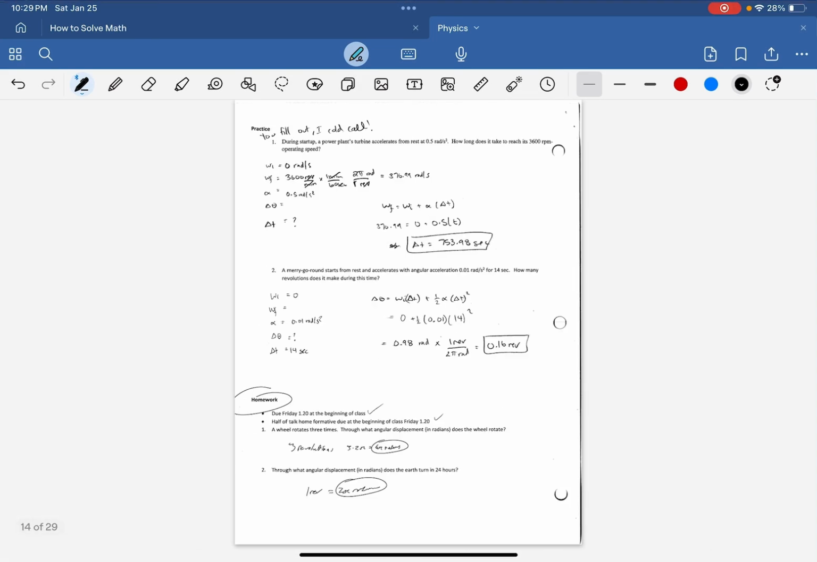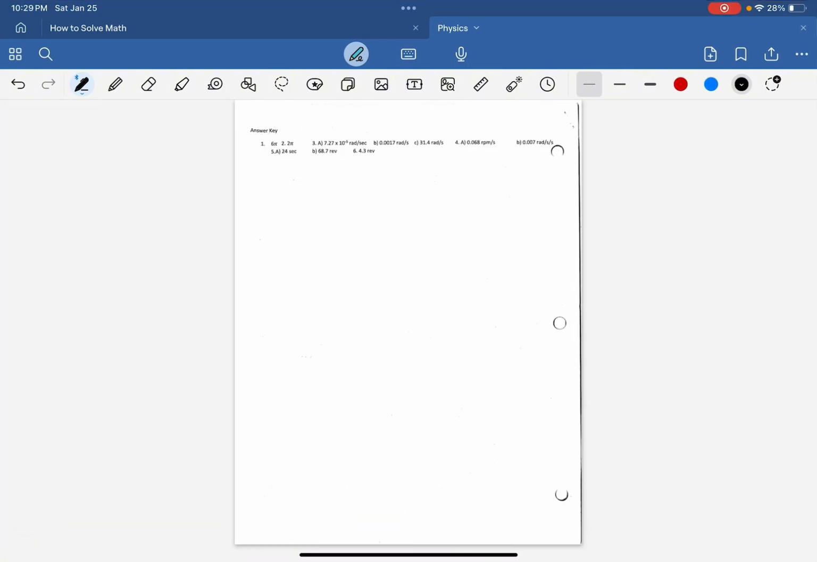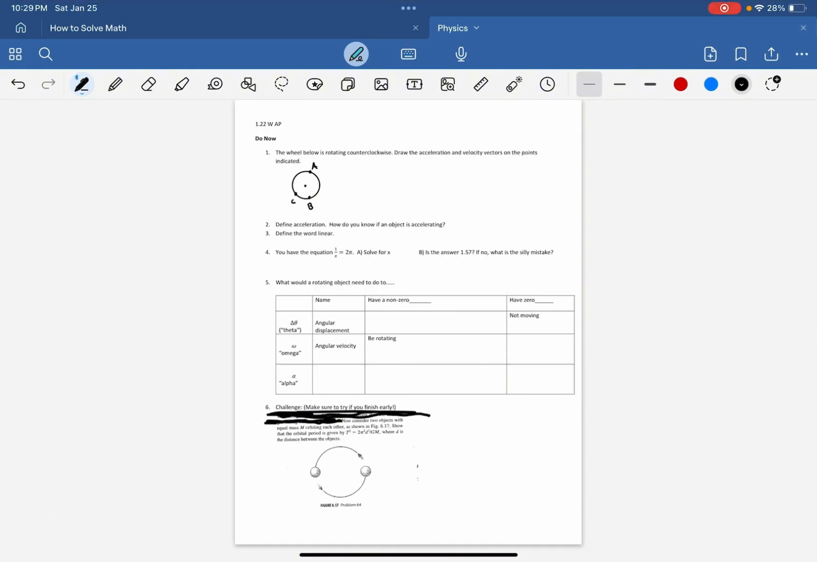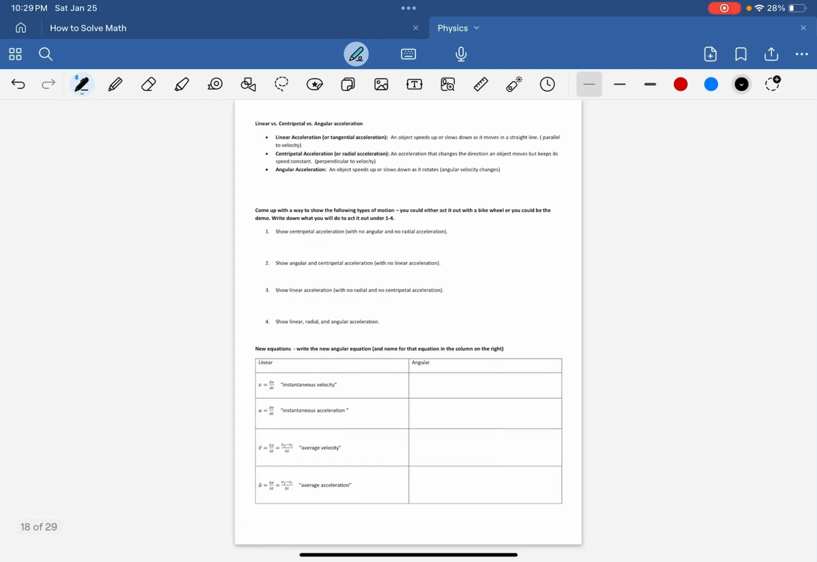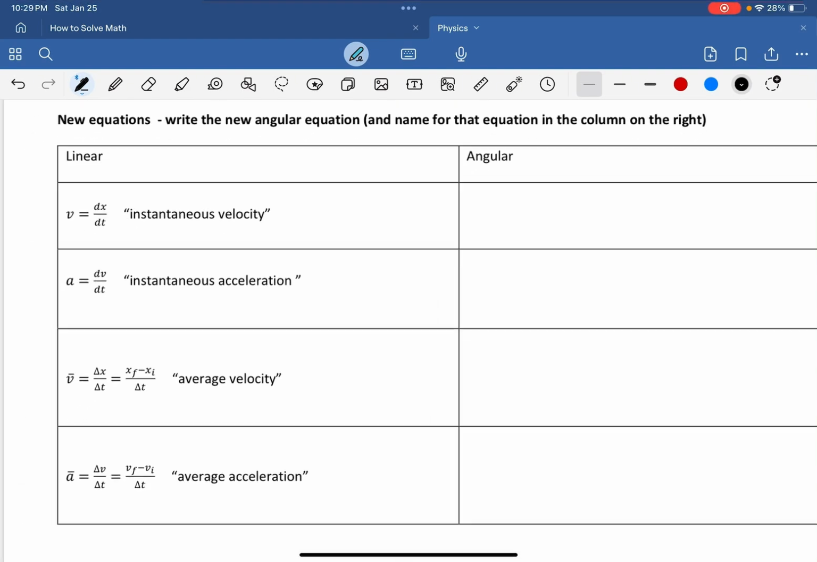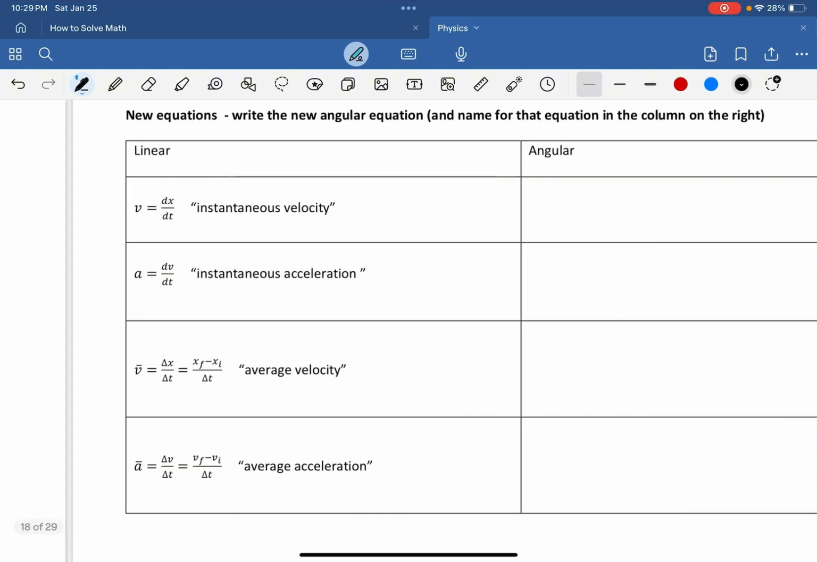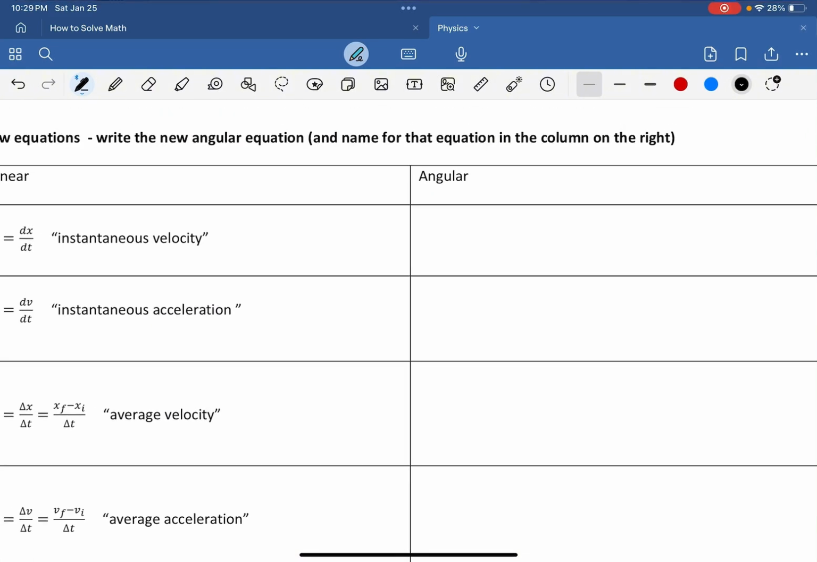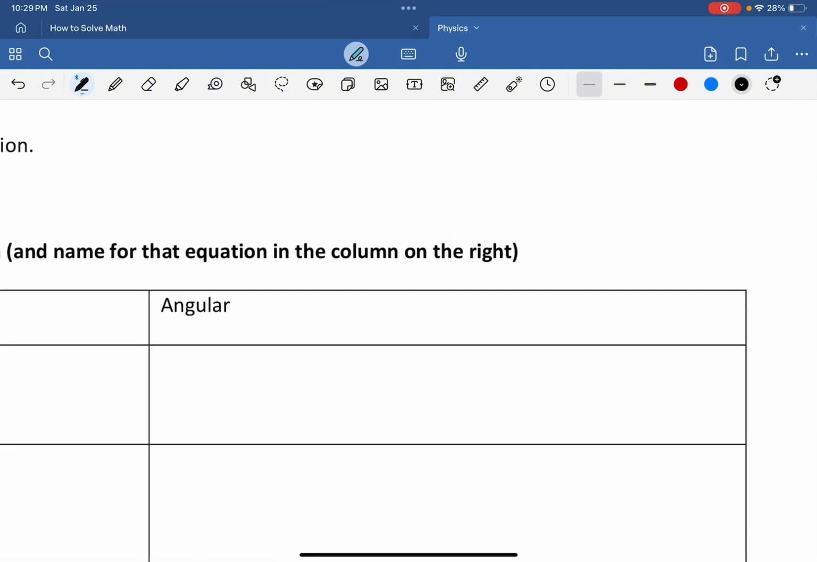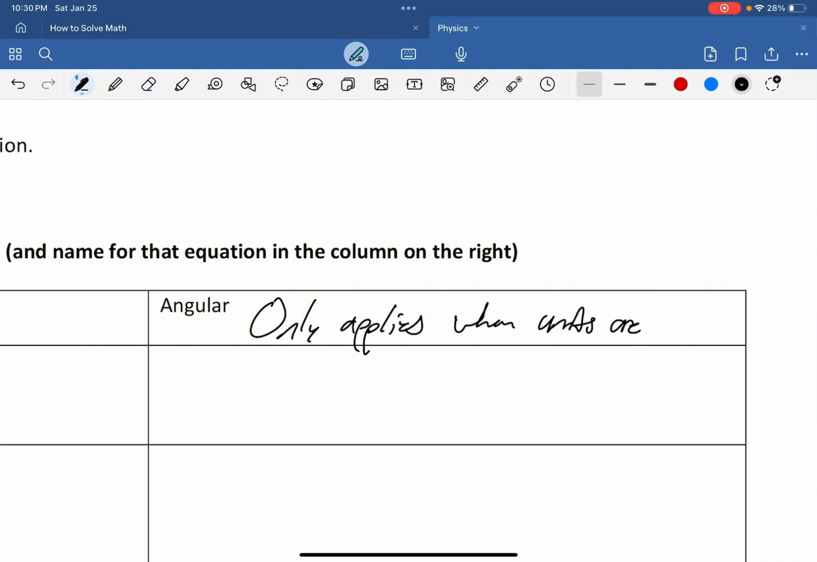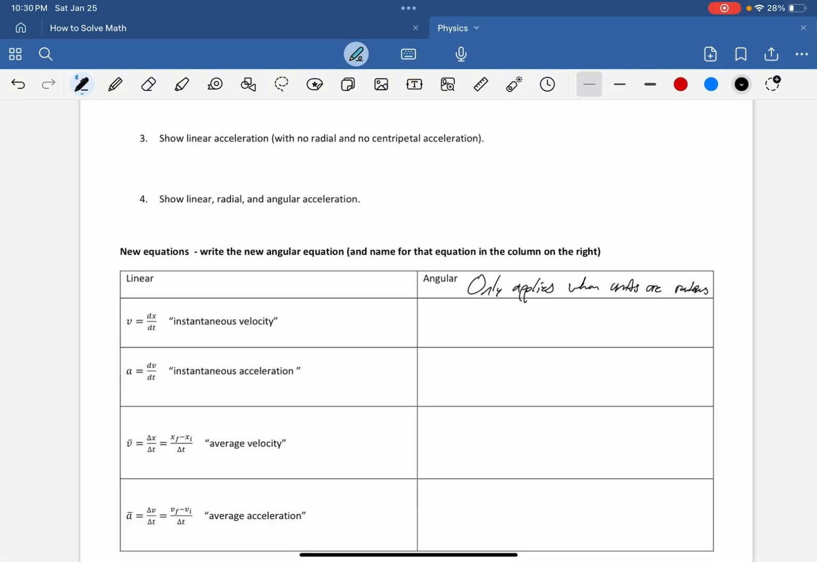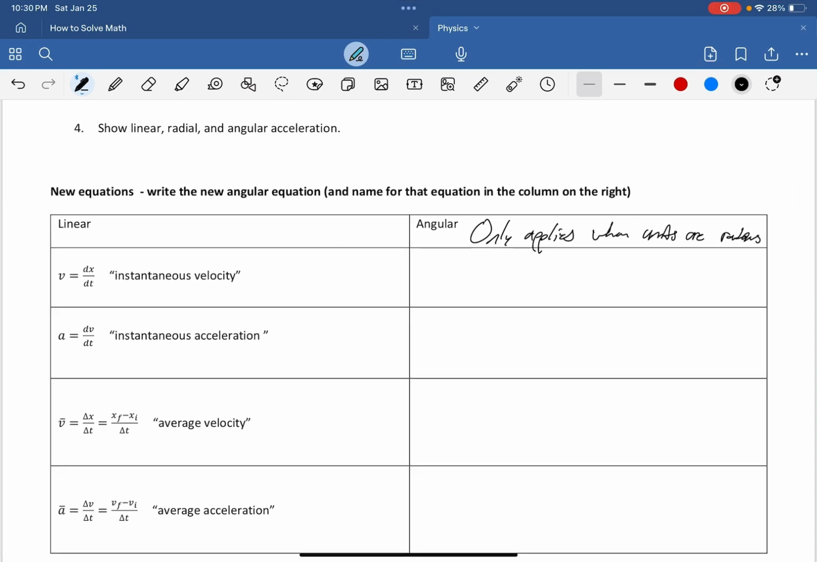Anyways, there you go. That's the homework done for this one. Let's move on to day 1.22, which I actually don't have. But the most important thing right here is this part. We know that in linear, and this is a very important thing, this only applies when units are radians. All right, this only applies when units are radians.